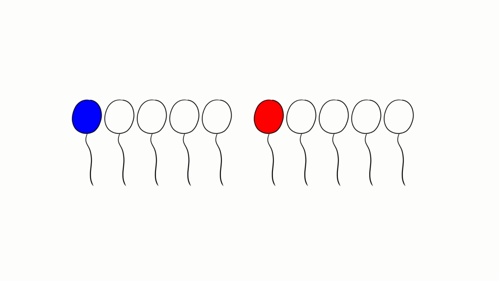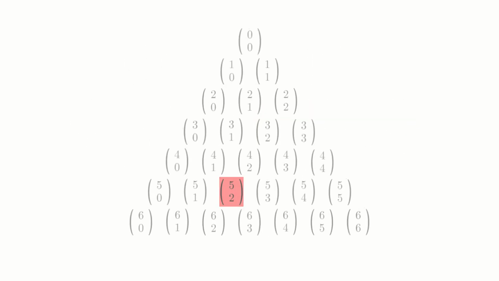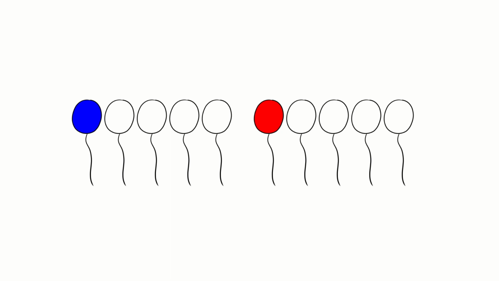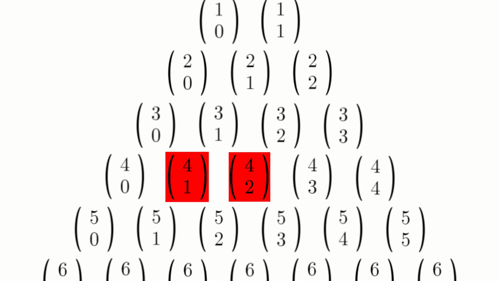When the first balloon was blue, we were left needing 1 out of 4 balloons to be blue, a quantity calculated by 4 choose 1. When it wasn't, we instead needed to pick 2 out of 4 balloons or do 4 choose 2. This is something very useful. We can split terms in Pascal's triangle by going to the terms that built it. I did it in this intuitive way of ruling out cases, but right above 5 choose 2 is 4 choose 1 and 4 choose 2.